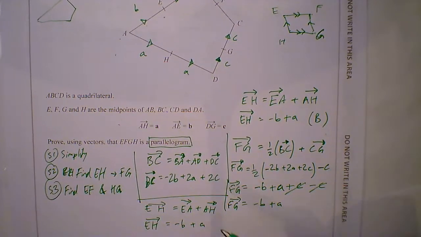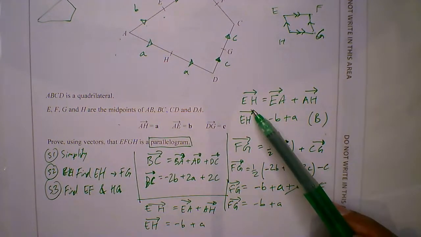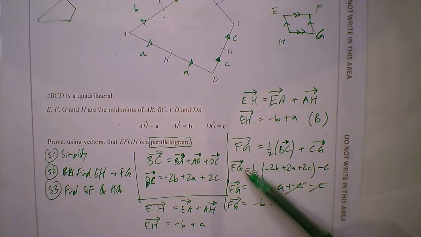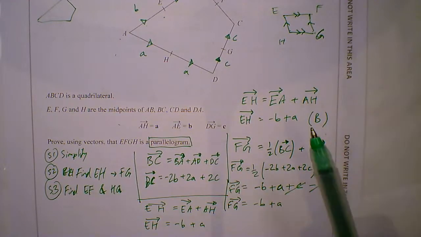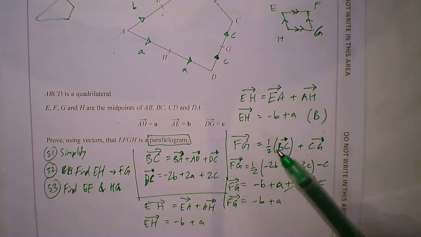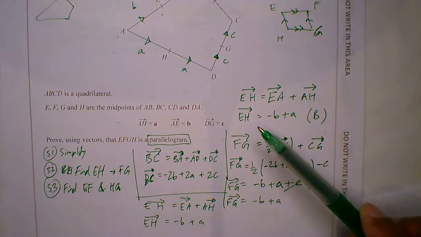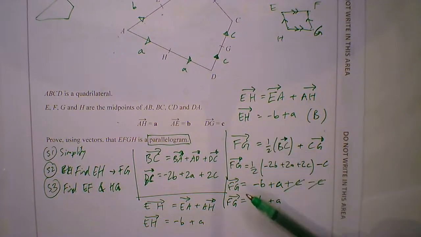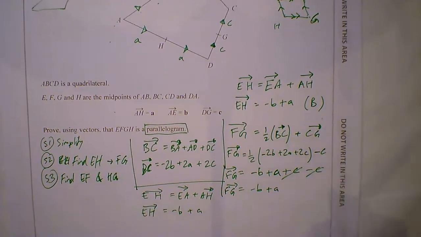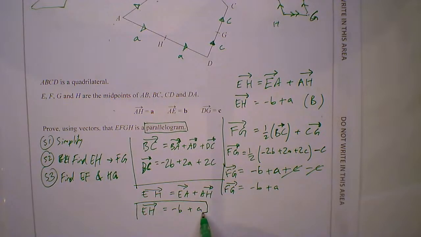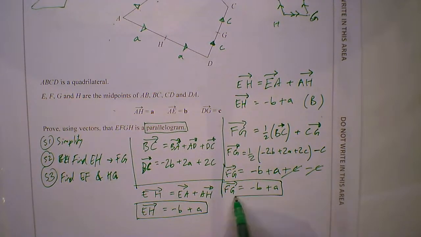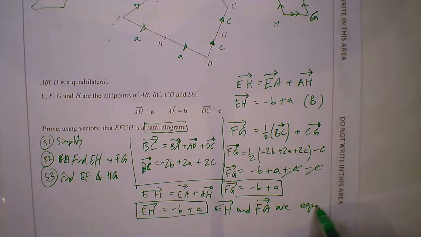Have I lost track? So find EH, which we've done, FG, which we've done. So they're parallel. So why did I just do that? I just repeated myself. So you can see you can lose track here. So EH and FG, what do you notice about them? They're equal. So that's fine. So this is now one pair of parallel sides. So EH and FG are equal. So I've done that.